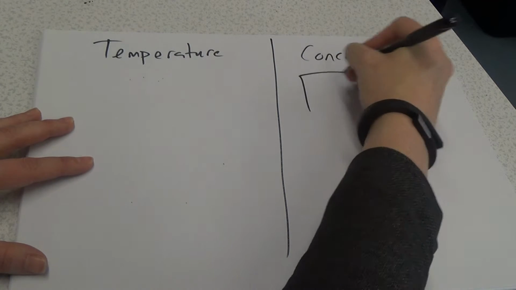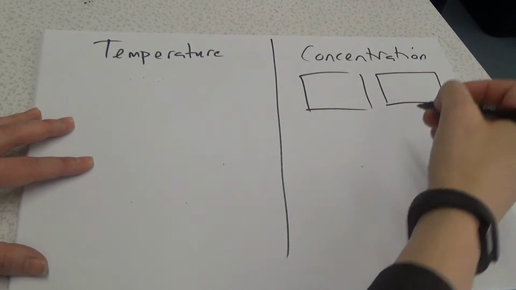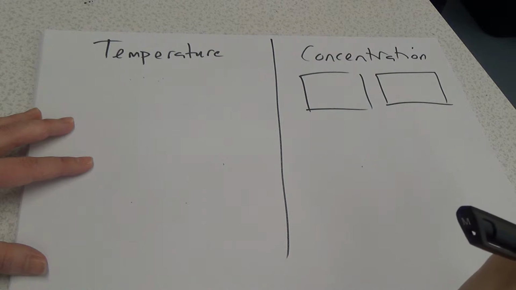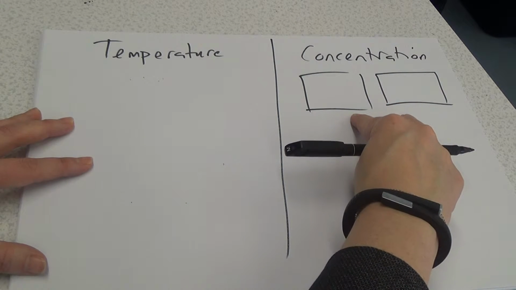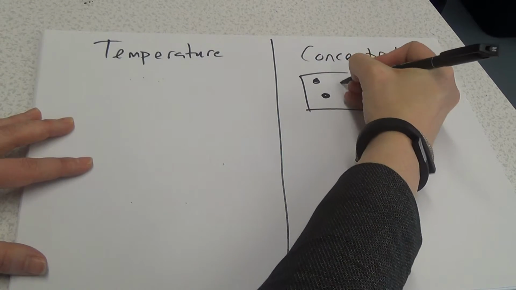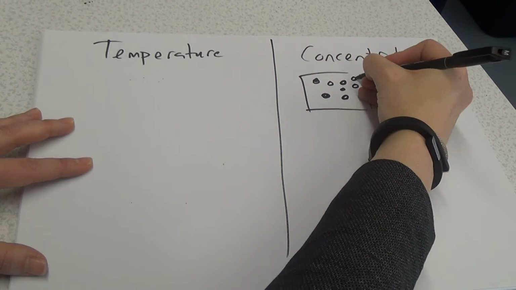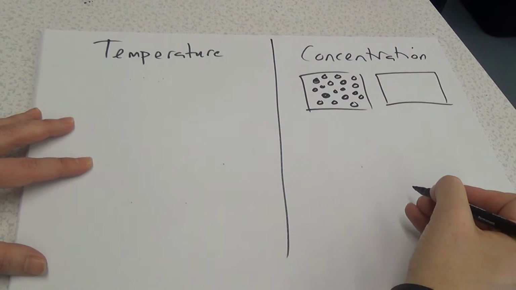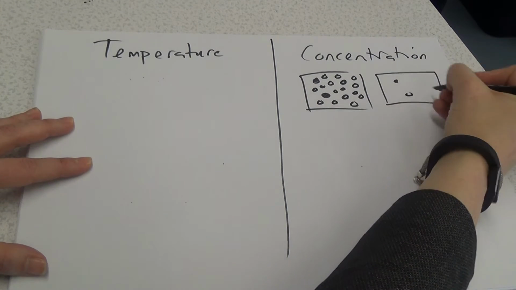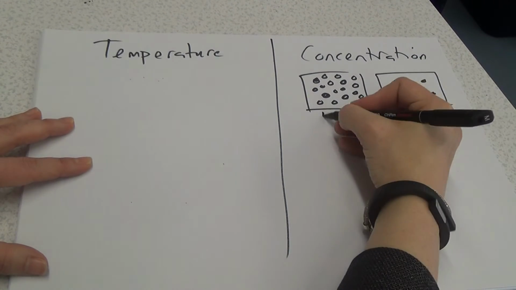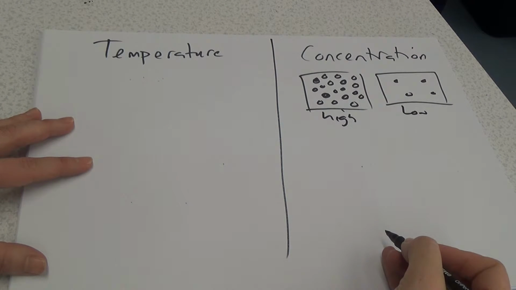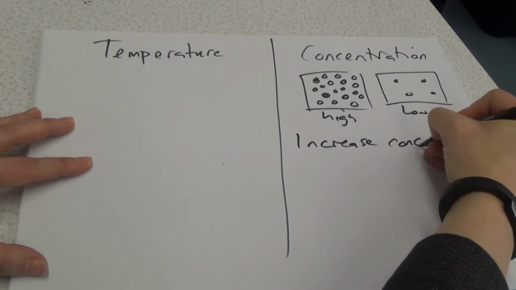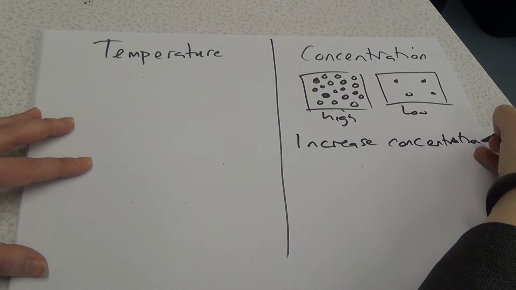When we talk about concentration, we are talking about taking the same volume and comparing how many particles of the reactant are actually there. The two boxes represent the same volume, and if you have a highly concentrated solution, let's say of acid, there will be lots and lots of acid particles there. If it has a low concentration, there will be fewer acid particles. So how does increasing the concentration of a reactant, like an acid, actually affect the rate?